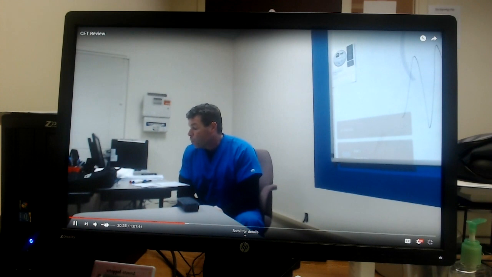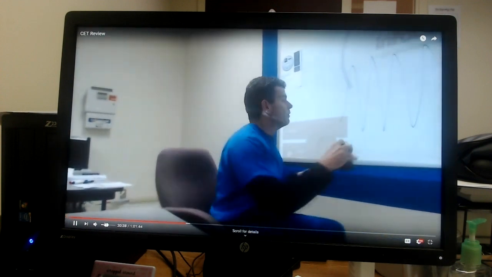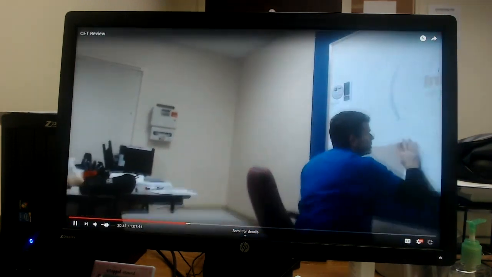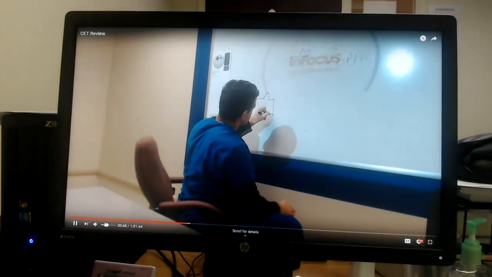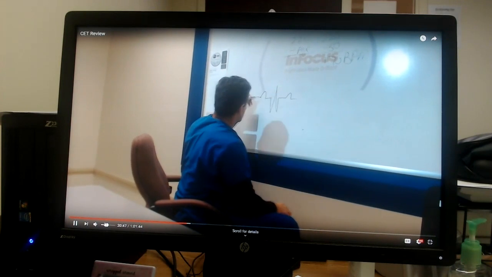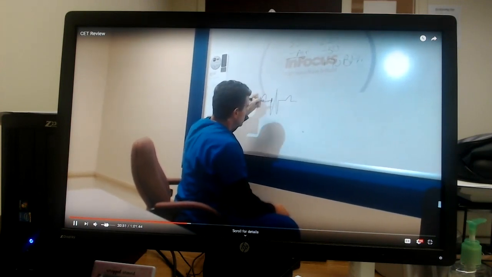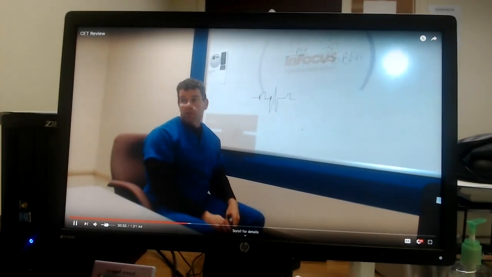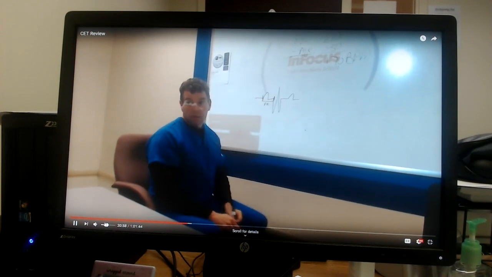43, a PR interval is measured from which of the following? A, beginning of the P wave to the beginning of the QRS. Okay, so remember, when we're talking about the PR interval, from here to where we first start the QRS complex. Okay, so there's your PR.